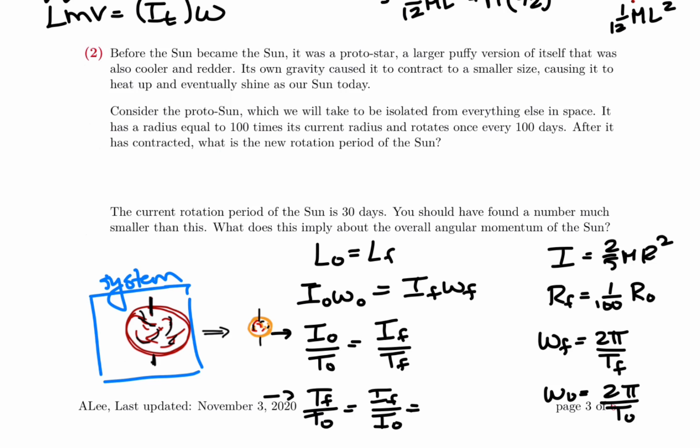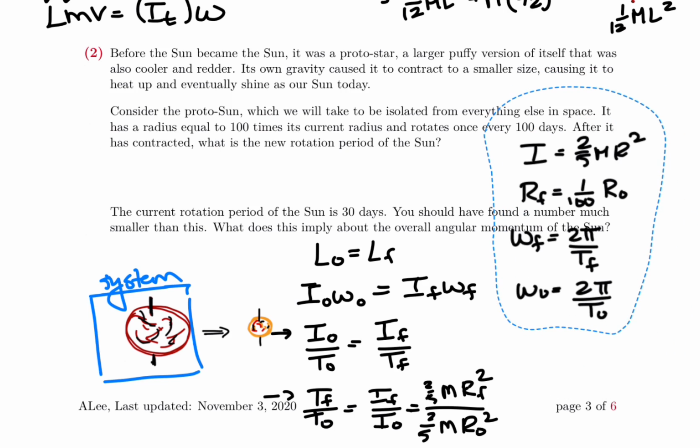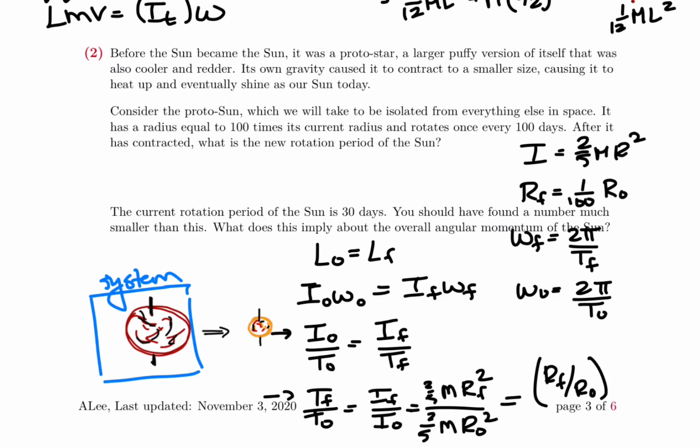I final is then 2/5 m r final squared, and then the denominator is 2/5 m r initial squared. The 2/5 cancel, the m's cancel. This is just equal to r final over r initial, all squared. The initial radius was 100 times the final radius, so then this is 10 to the minus 2 all squared, or this is 10 to the minus 4.